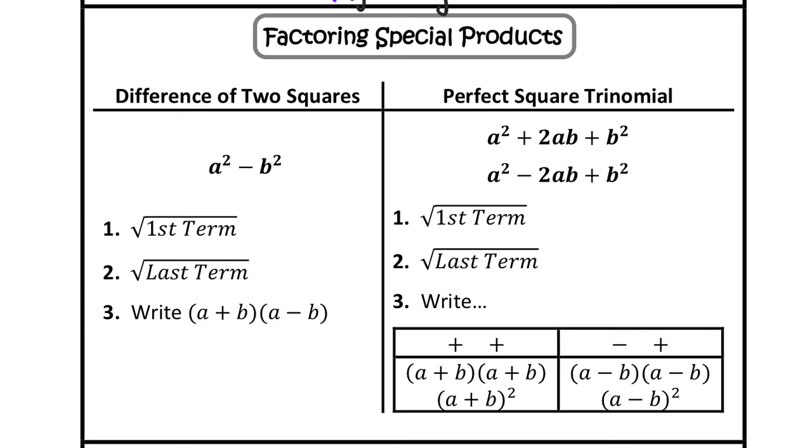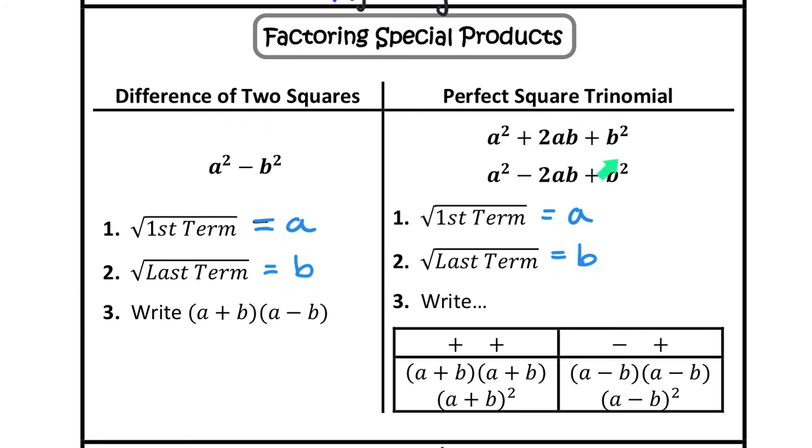Now, when you square root the first term, that's going to equal a. When you square root the last term, that's going to equal b. Same thing over here, if I square root the first term, it's going to give me a. The second term is going to give me b. But once I figure out what my a and my b are, then I can write a plus b, a minus b for the difference of two squares.